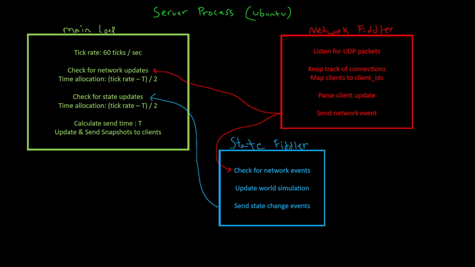And finally, we have the state fiddler, which will check for network events. It's really concerned with the client updates. It'll update the world simulation. So for example, if position changes or whatever the case, and then it will send state changes to the main loop. These again will be synchronized for the world state that lives in the main loop and the world state that is in the state fiddler. But the state fiddler is kind of the one source of truth as far as the simulation goes for the server.